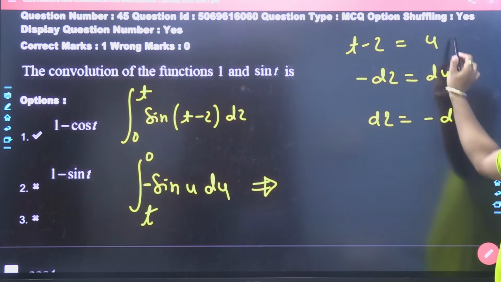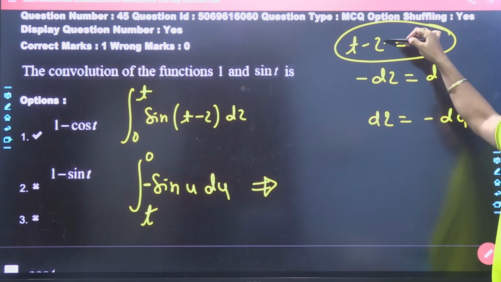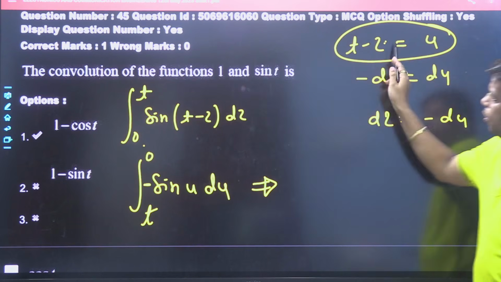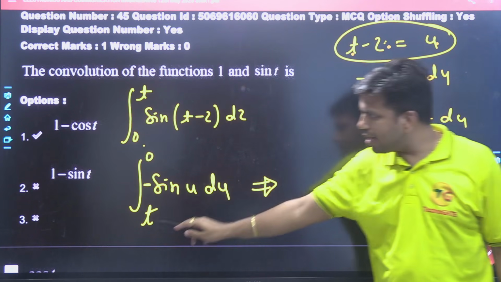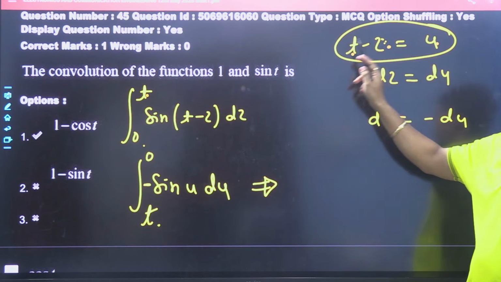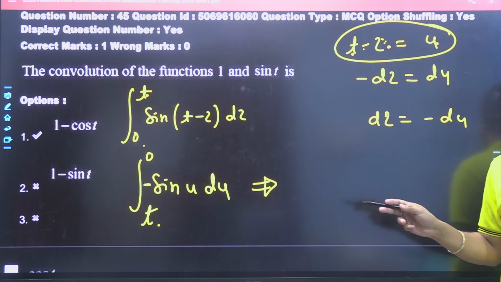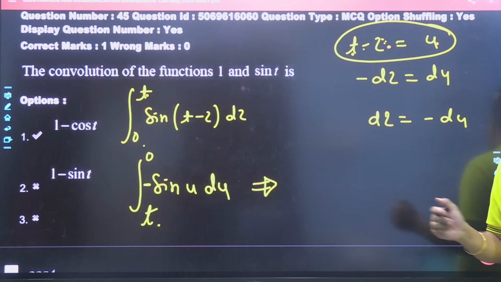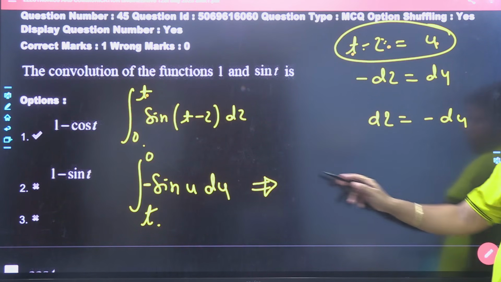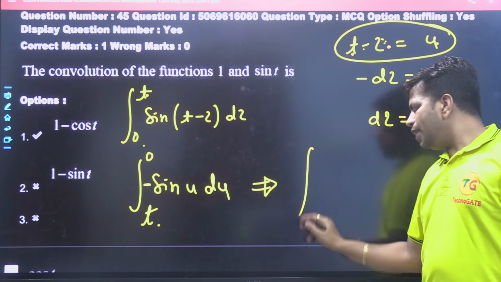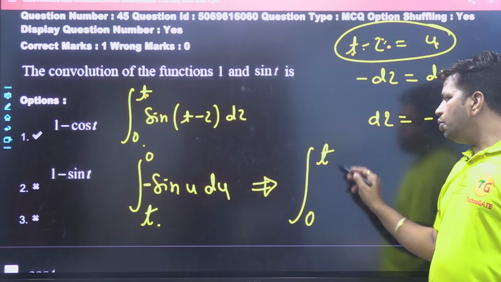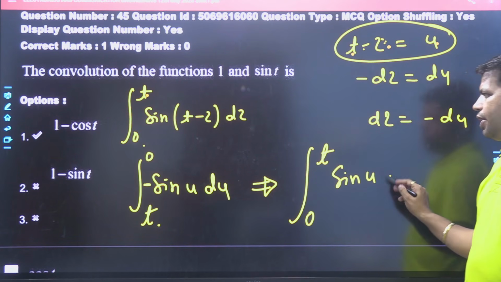At the place of tau, if you put 0, it gives you t, meaning the limit for u is t. And if you put t here, t minus t is how much? It becomes 0. So you need to take the integration of sin u times minus du. If you change this minus sign, we can say that the limit is from 0 to t, sin u du.